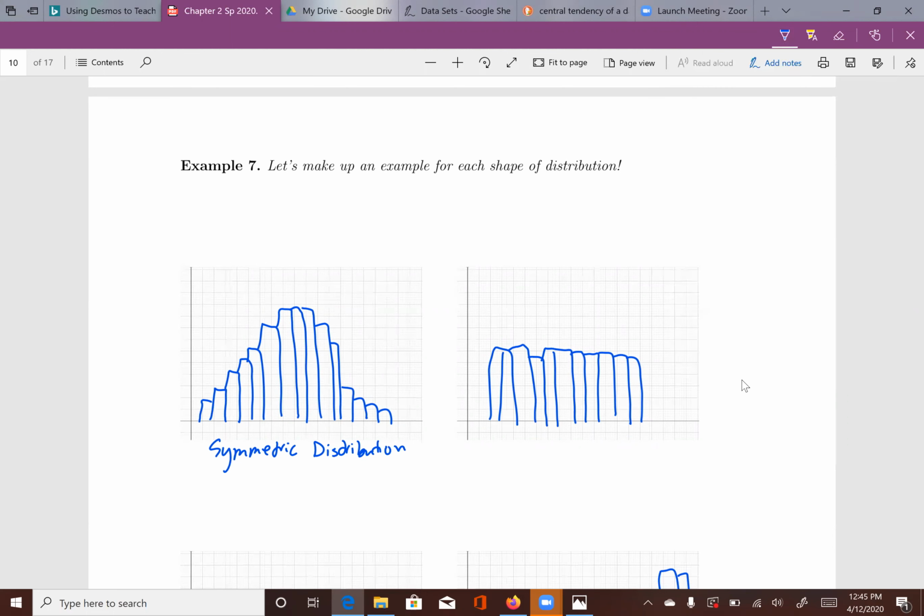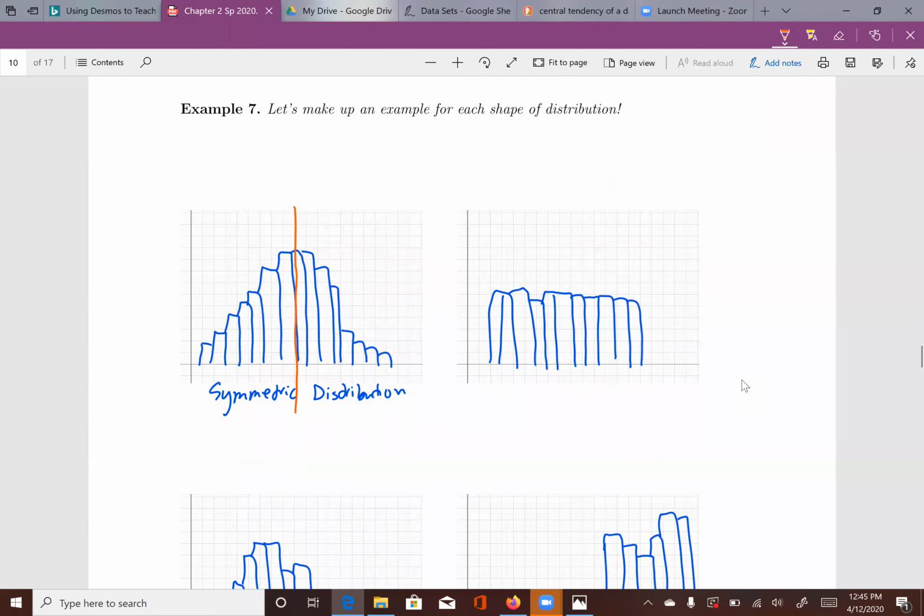As you can see, I can draw a vertical line in the middle of the data set, and the left half and the right half are like a mirror image of each other. In symmetric distributions, the mean typically is the same as the median and is the same as the mode, where most of the values fall in. So if you have a symmetric distribution, you can use either the mean or the median. Sometimes you can use the mode as the measure of central tendency for symmetric distributions.